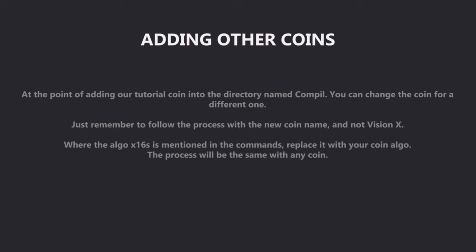Adding other coins. At the point of adding our tutorial coin into the directory named compo, you can change the coin for a different one. Just remember to follow the process with the new coin name, and not Vision X, where the algo x16s is mentioned in the commands. Replace it with your coin algo. The process will be the same with any coin.